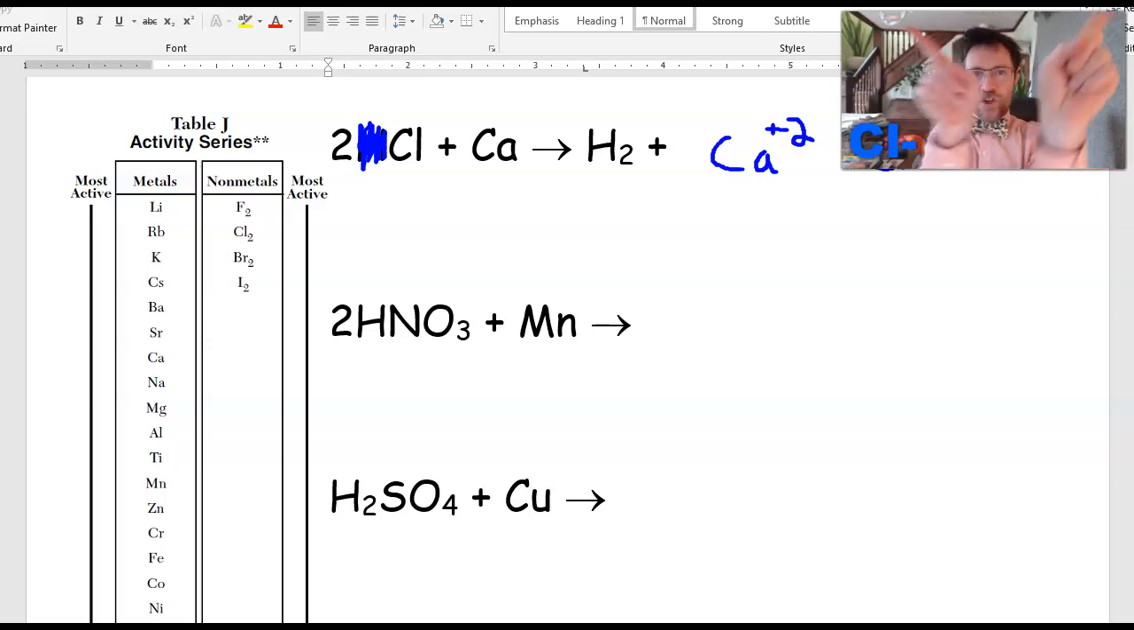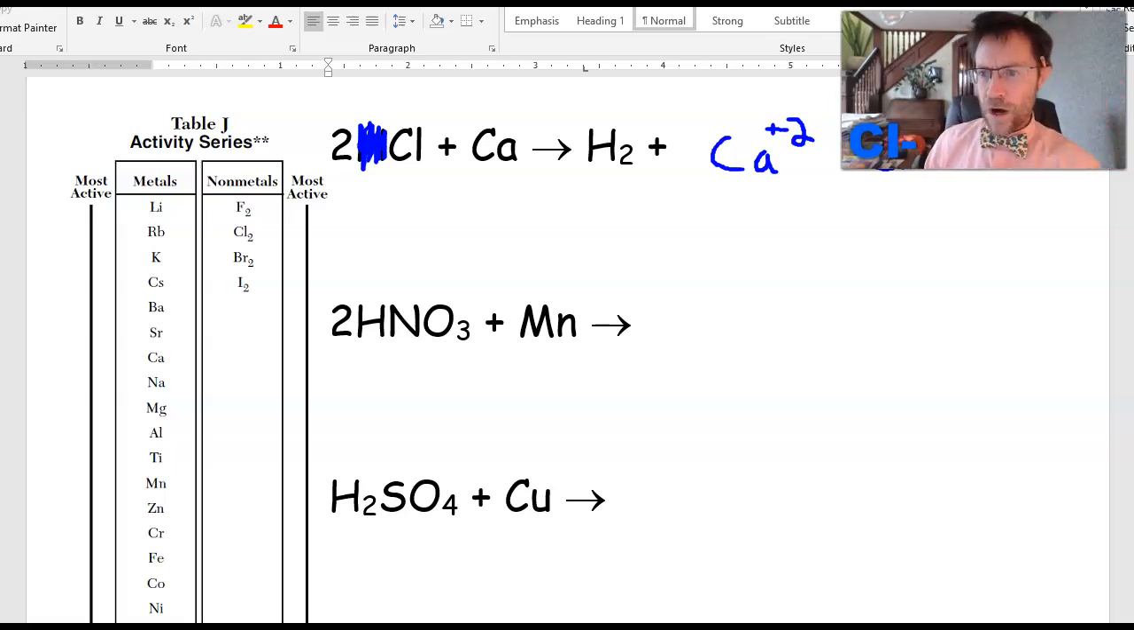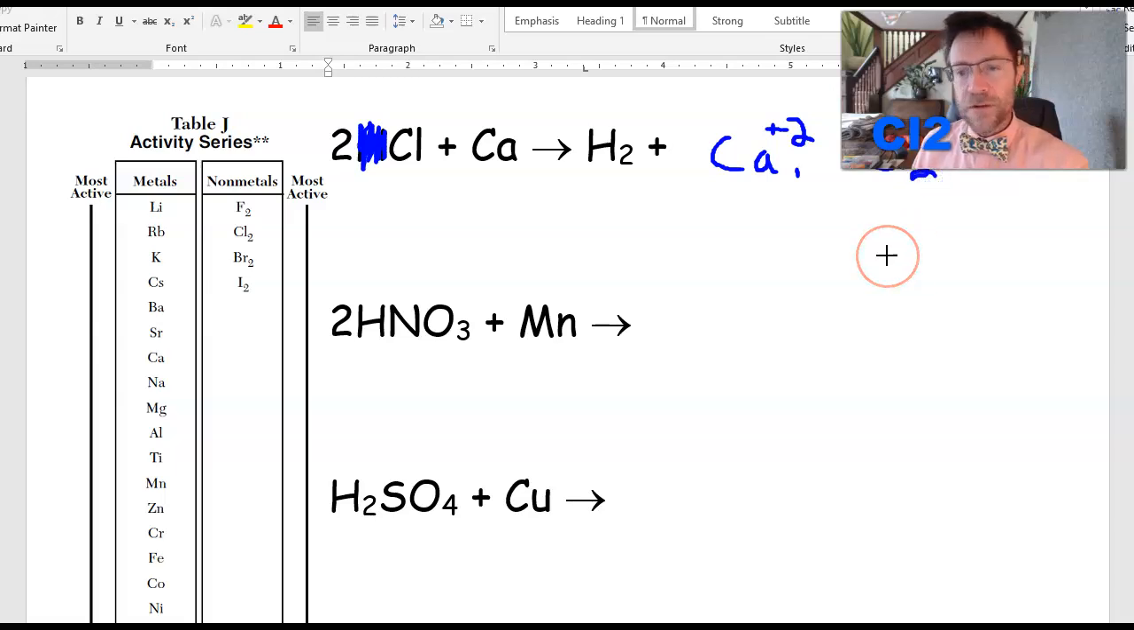So we're going to do the drop and flop, the flippity floppity fling, the crossover, whatever you want to call it. So we're going to take the 1, it goes right down there. We'll have 1 calcium, and that 2 goes right here.